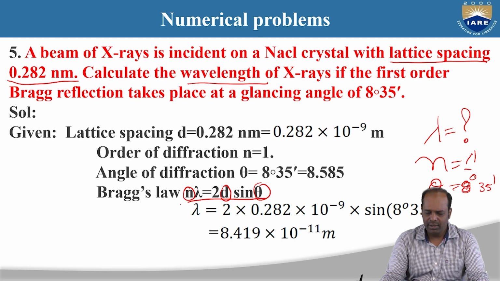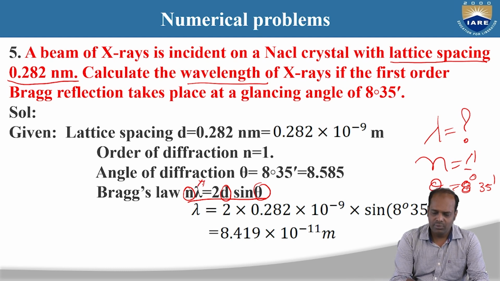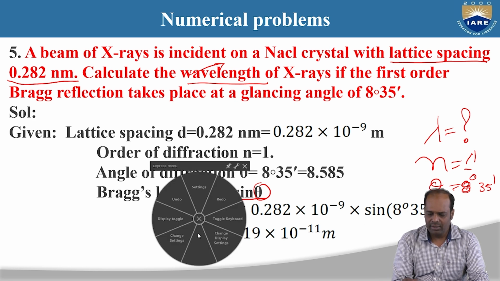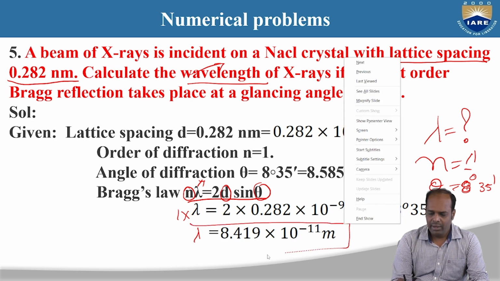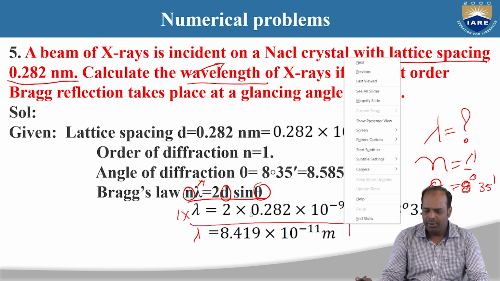So which parameter don't we know? Only lambda. So what they are asking to find is lambda. With n equal to 1, 1 into lambda is equal to 2 into d, which is 0.282 into 10 to the power of minus 9, times sine of theta, 8 degrees 35 minutes. Resultantly, the wavelength we are getting is lambda equal to 8.419 into 10 to the power of minus 11 meters.